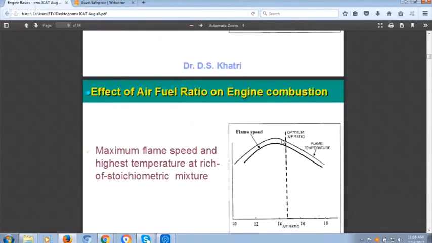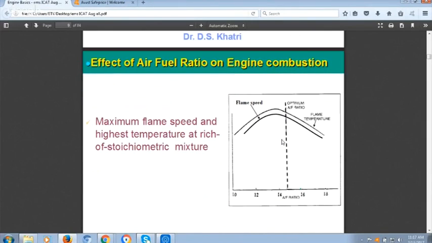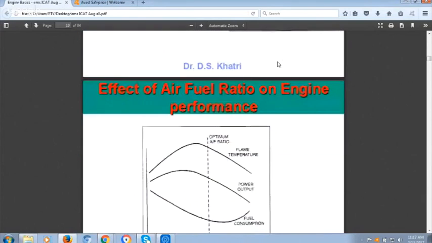One slide we have discussed with the power and fuel consumption. When you want more power, you have to sacrifice fuel economy. When you get more fuel economy, you sacrifice power. Now let's see the next one. This is the flame speed. The flame speed is maximum at stoichiometric, or slightly richer than stoichiometric, at around 14:1. It means your combustion will be much better when you operate in this range.